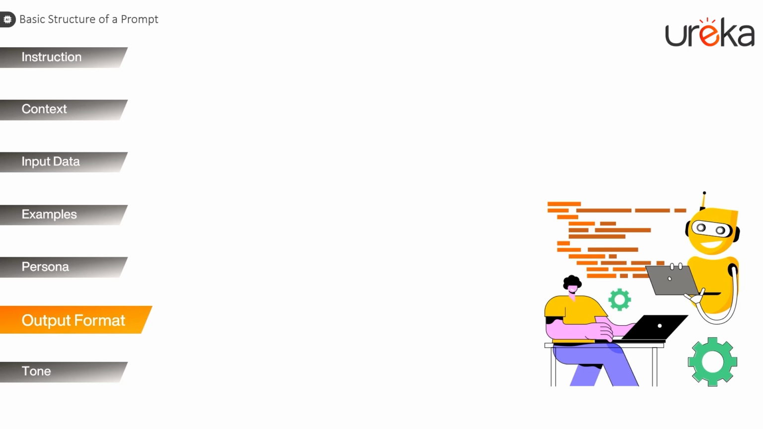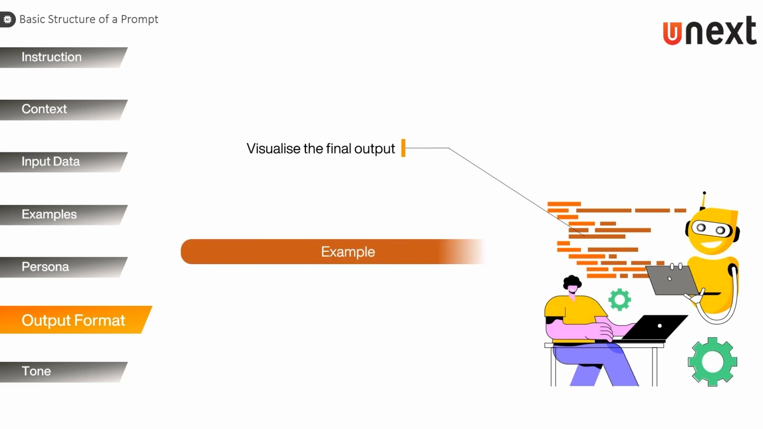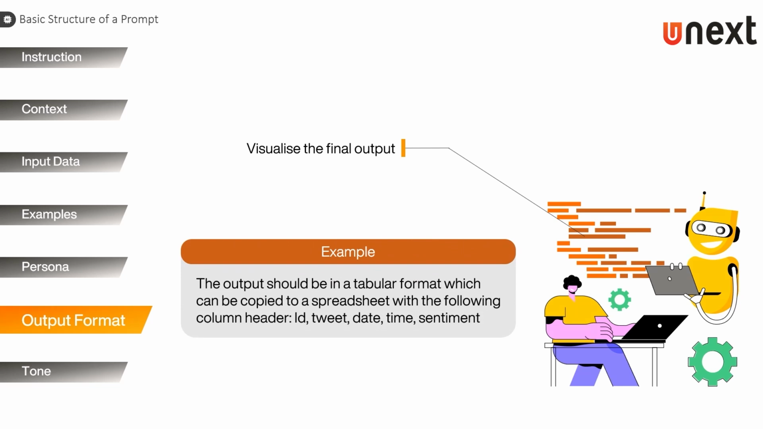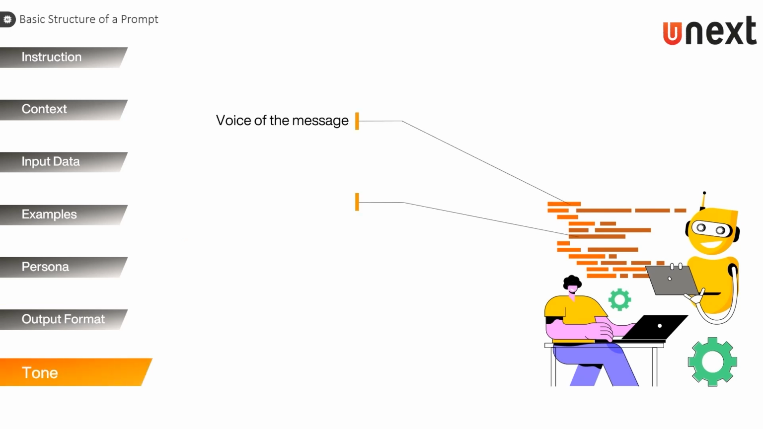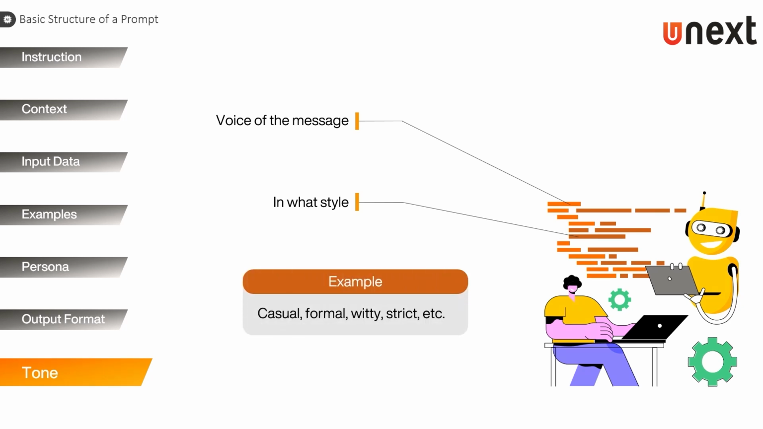Output format. The format of the output can be fine-tuned by including the format instructions in the prompt. For example, if you want the output tabulated so that you can copy it into a spreadsheet with column headers like ID, tweet, date, time, and sentiment, give this instruction along with the prompt. Tone. Tone indicates the voice of the output or in what style the message has to be generated. For example, if you are asking LLM to write an email, the tone can be casual or formal or witty or strict, etc.